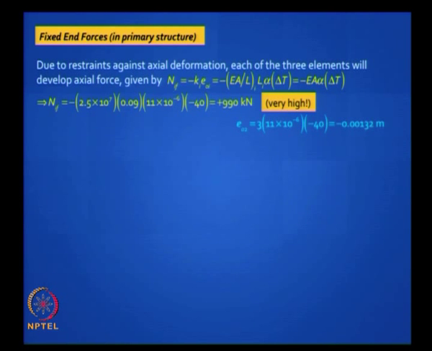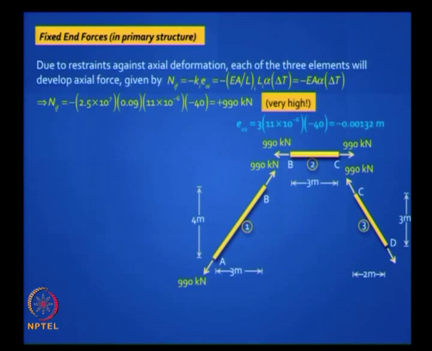L is 3 meters here, alpha is 11 into 10 raised to minus 6, delta T is minus 40. So you just need 1.32 mm. That's a small movement. Maybe it will be allowed to do so. So let's see. You must get a physical understanding to really understand this problem in its entirety.